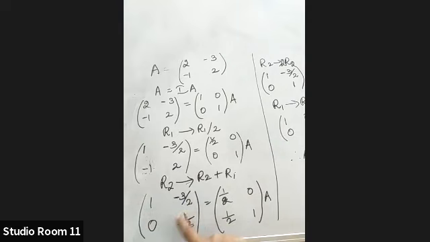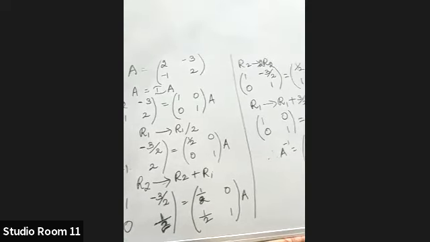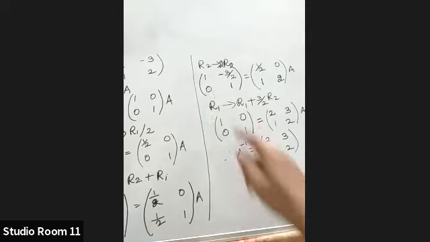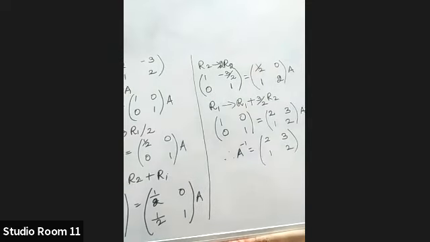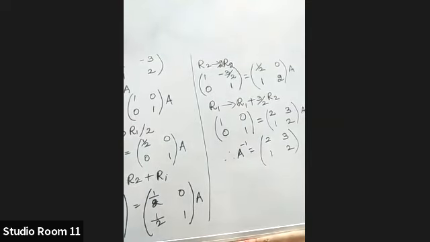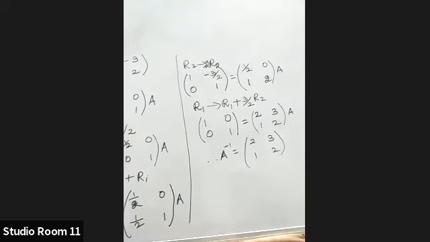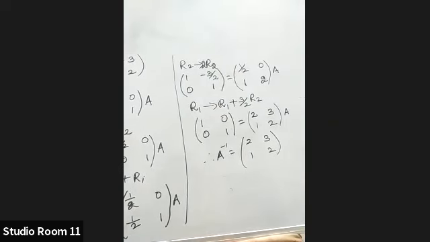Here we need 1. In order to make this 1, what can you do? Multiply the second row fully by 2. When you multiply it by 2, what will you get? It is 1 by 3 minus 3 by 2, 0, 1 equal to, that side also we have to multiply. RHS also we should multiply by 2. So half, 0, 1, 2, into A.